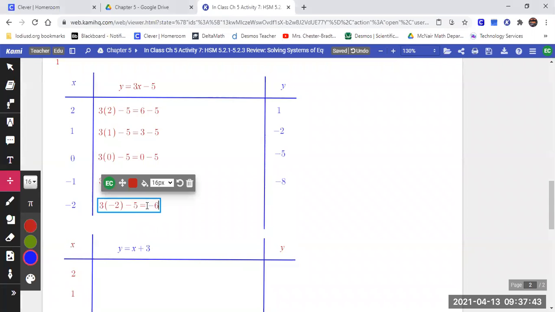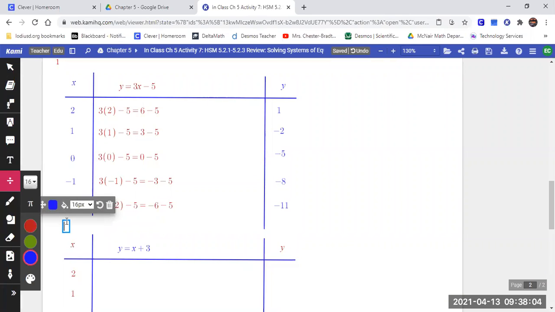-6. And then it says to subtract 5 from that. So again, same sign, add them up and keep the sign. -11. Okay, so we're going to go get our coordinate pairs from this. I'm going to go down below and we're going to pull the pairs off in the parentheses, right?